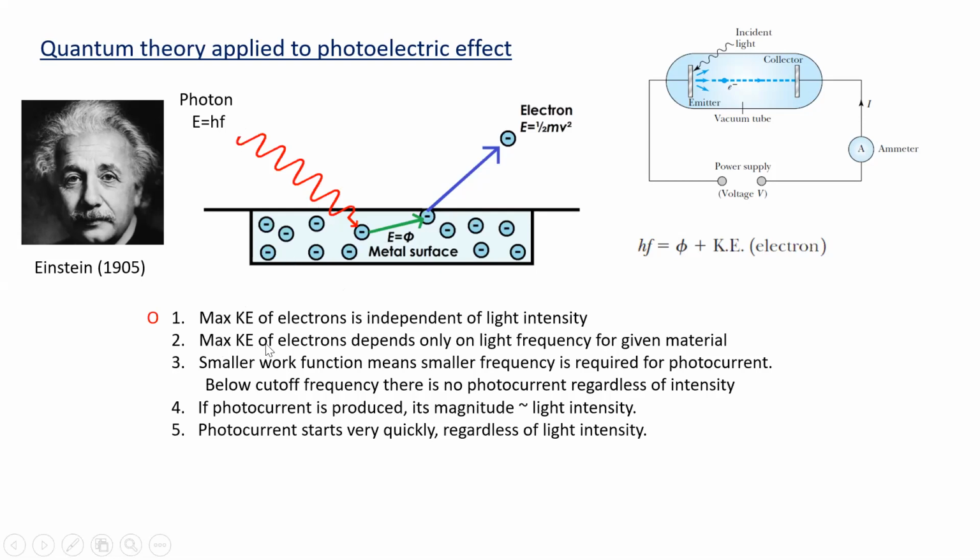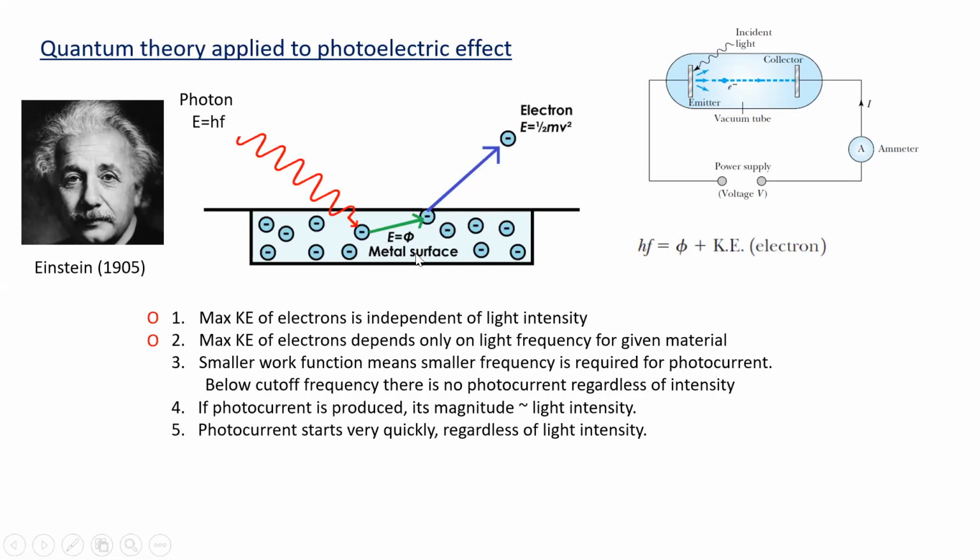The maximum kinetic energy of electrons depends only on light frequency for a given material. That's clearly true. For a given material, phi, the work function, is set, as we showed in that table before. And so the maximum kinetic energy is proportional to the frequency. hf, the photon energy, would just increase linearly with the kinetic energy of the electrons which are being liberated from the surface.